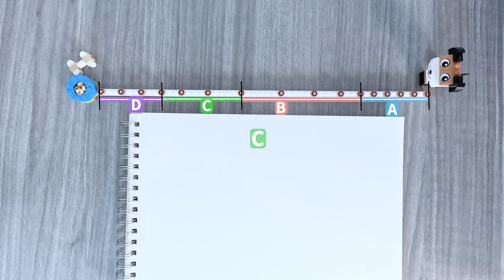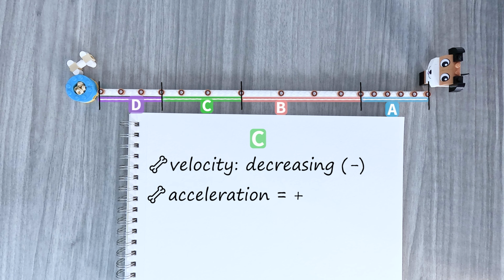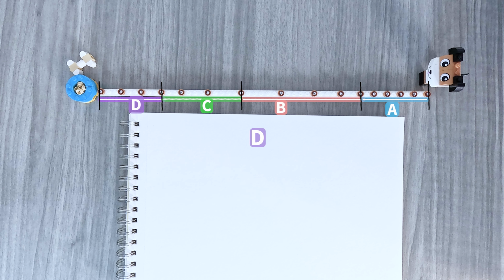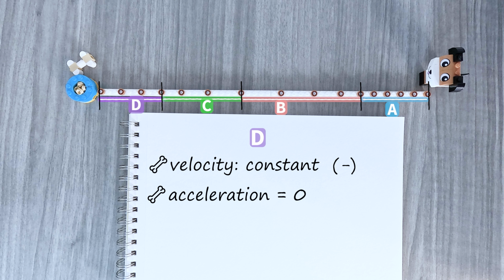Now let's look at section C. Here, the distance between the points is decreasing. The dog's velocity is still in the negative direction, but it's decreasing. Since the dog is slowing down while it's moving, the acceleration needs to be in the opposite direction of the velocity. So the acceleration is in the positive direction. Now in section D, all of our distances are equal. That means the dog is back to moving at a constant velocity, but still in the negative direction, and it has 0 acceleration. Here's a look at the dog's motion.